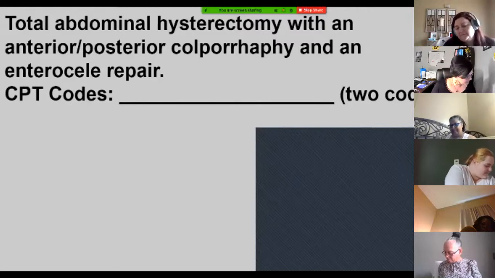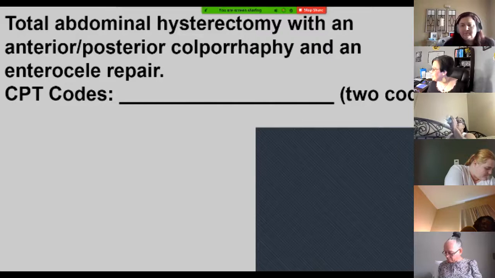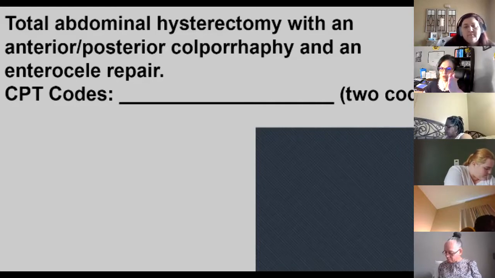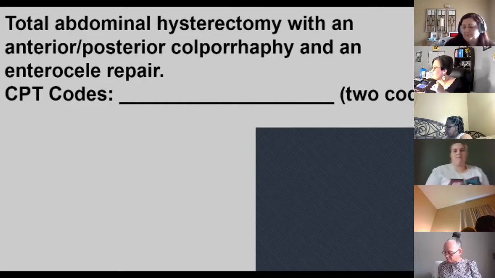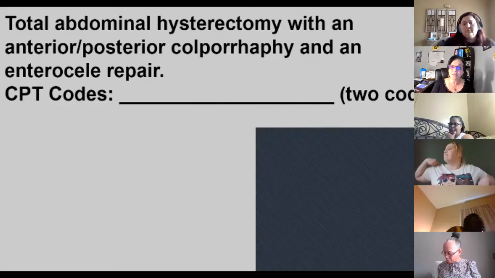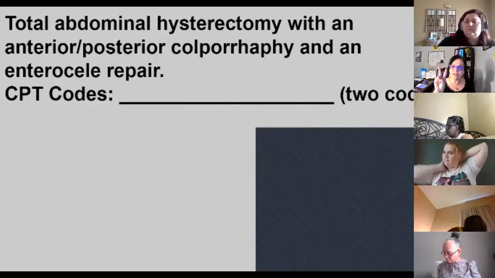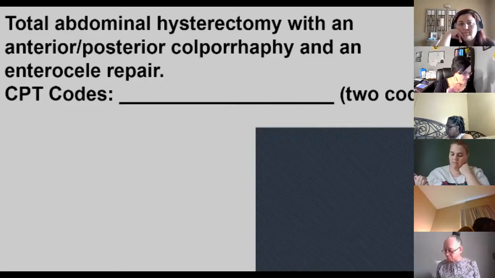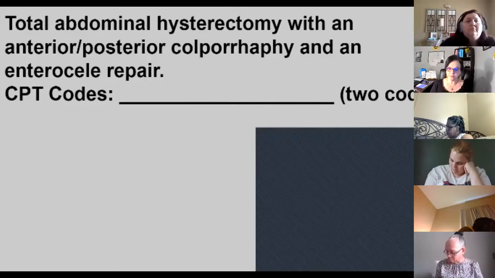So 57265. We have to look at 57260, which says combined anterior posterior colporrhaphy. Then we have our semicolon. We need to forget whatever that says. And then when we go to 57265 with enterocele repair, that lines up exactly. So now we have two CPT codes. We have 58150 and 57265.